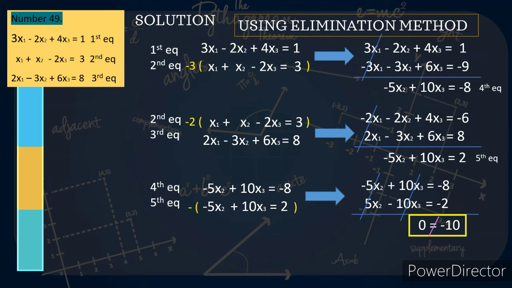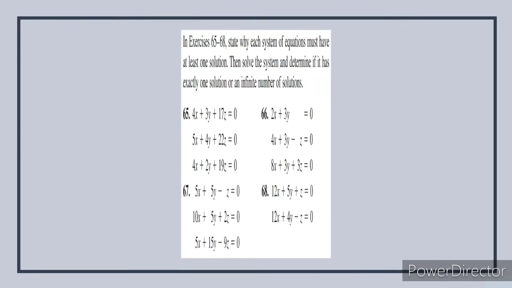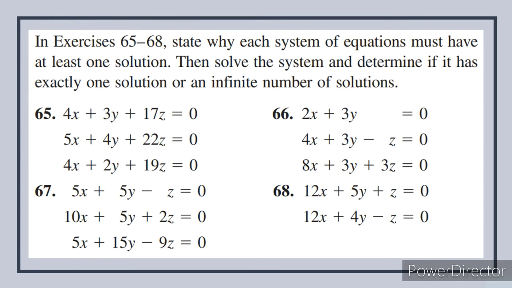This equation is labeled as the sixth equation. The sixth equation is a false statement, which is 0 equals negative 10. Therefore, this system has no solution. It is an inconsistent system. The next item to solve is number 68.